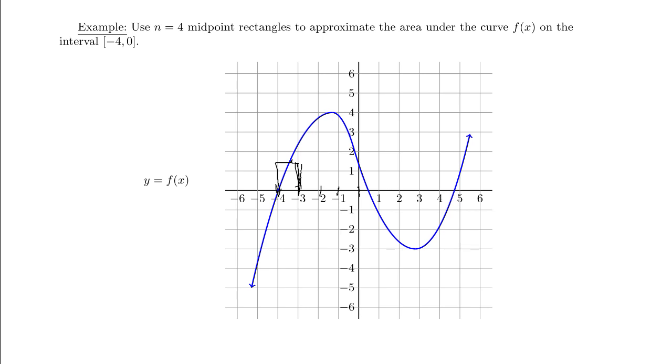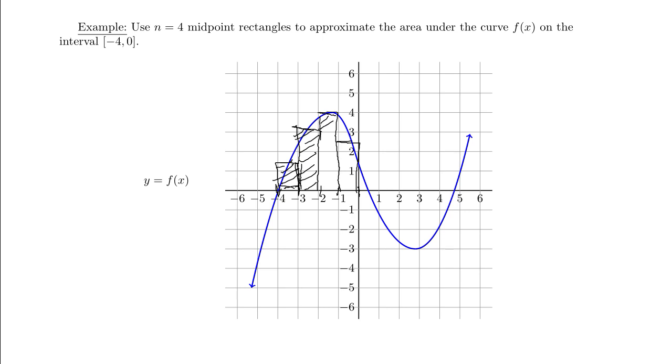Between -3 and -2, I want to use the midpoint -2.5, and I'm going to use the height of the function at x equals -2.5 to give me the height of my rectangle. Between -2 and -1, at -1.5, I'm going to use that height to give me the height of my third rectangle. And between -1 and 0, I'll use the height at x equals -0.5 to give me the height of my fourth rectangle.